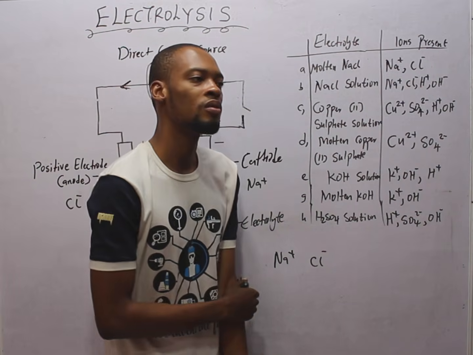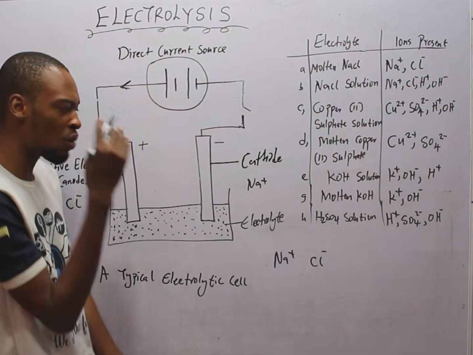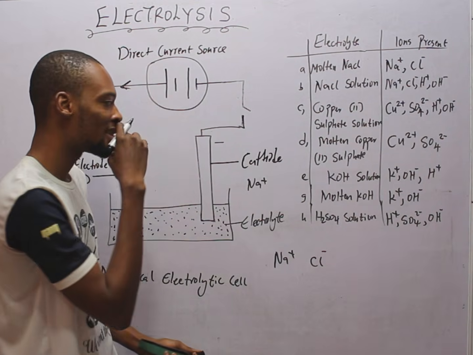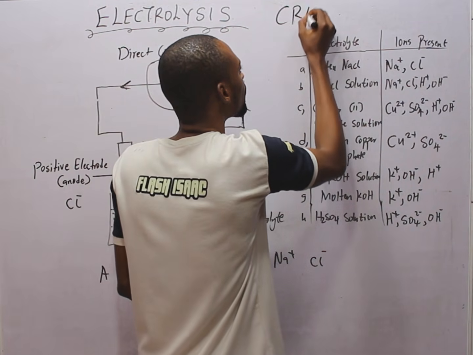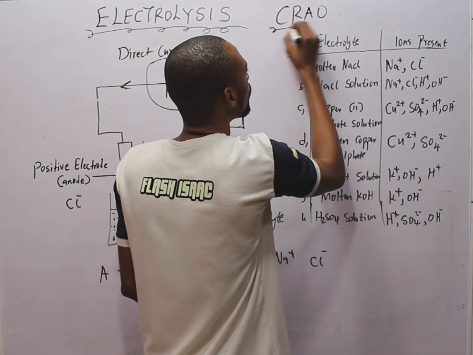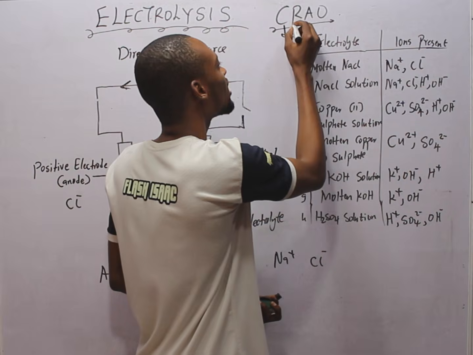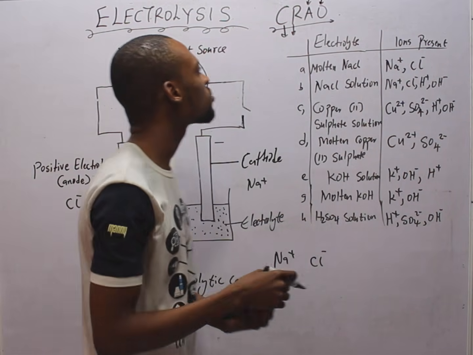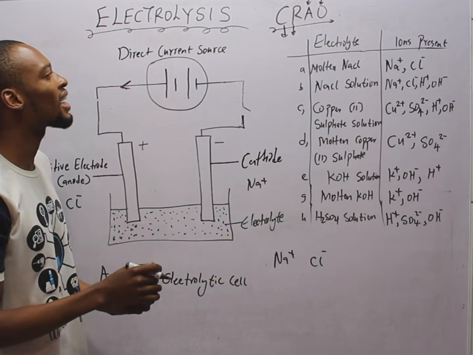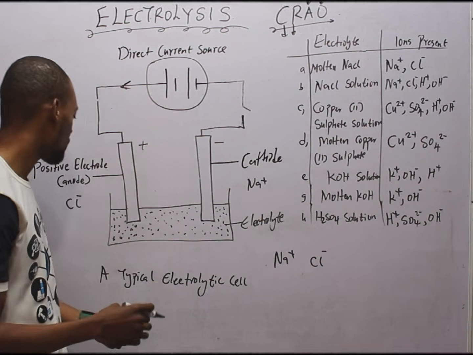Look at something. What happens at the cathode and what happens at the anode? This is where the shortcut is very important: CRAO. What is CRAO? C means cathode, R means reduction, A means anode, O means oxidation. So reduction takes place at the cathode and oxidation takes place at the anode.